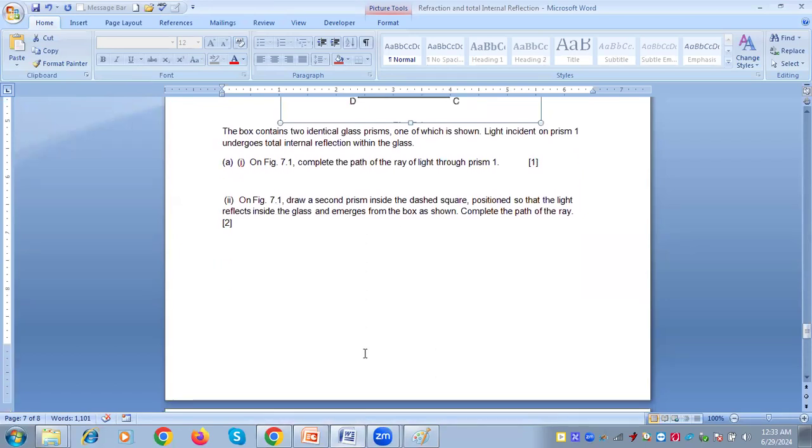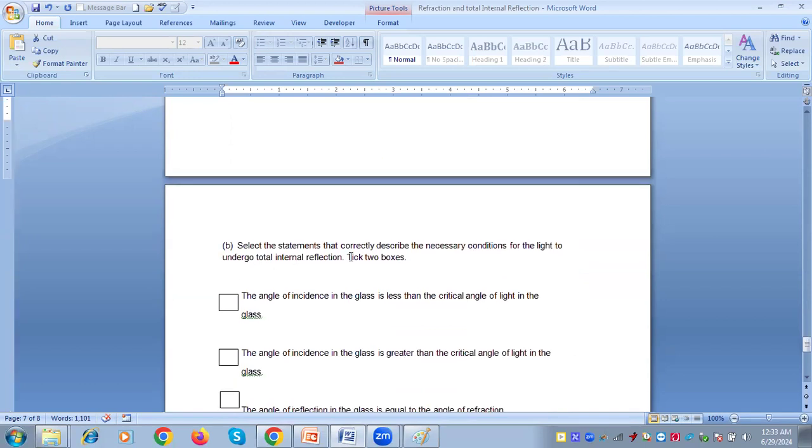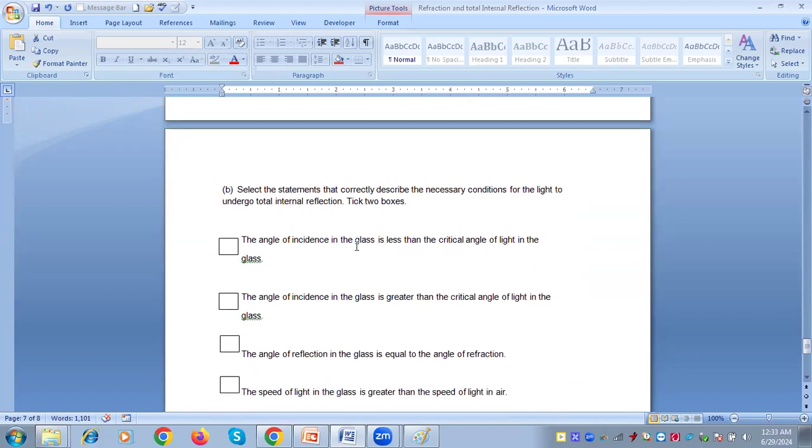Okay, select the statement that correctly describes the necessary condition for the light to undergo total internal reflection. Angle of incidence in the glass is less than the critical angle of light in the glass. No, it should be more than. The angle of incidence is greater than the critical angle of light in the glass. So this is the right answer, this box.